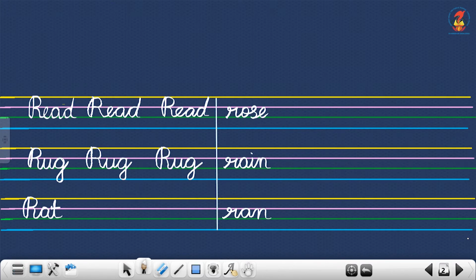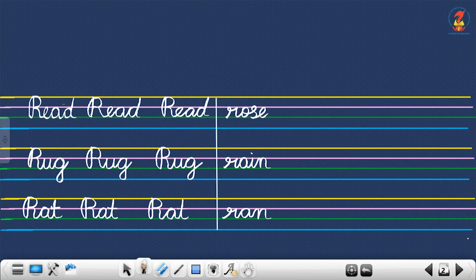It's rat. R-A-T, rat. Okay. First write capital letter R. R-A-T, rat. Okay, I'll repeat one more time. R-A-T, rat. Okay. You just read these words one more time, children.